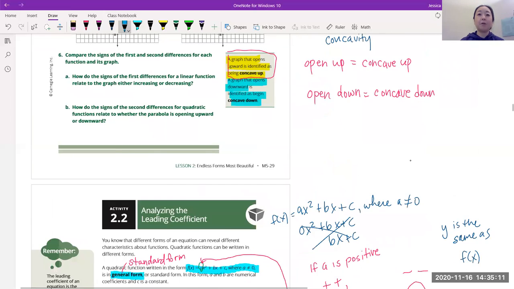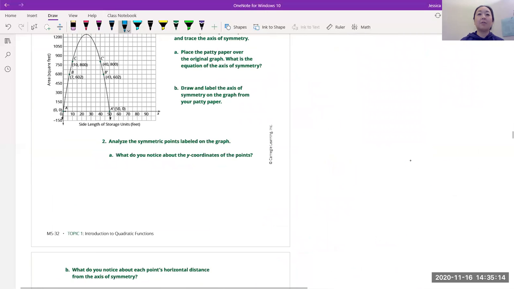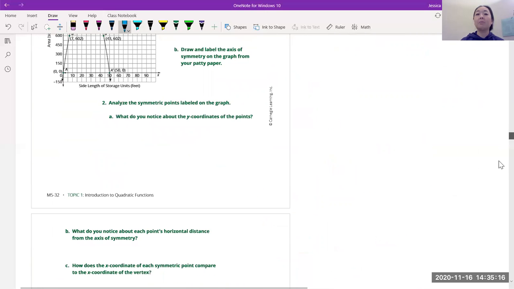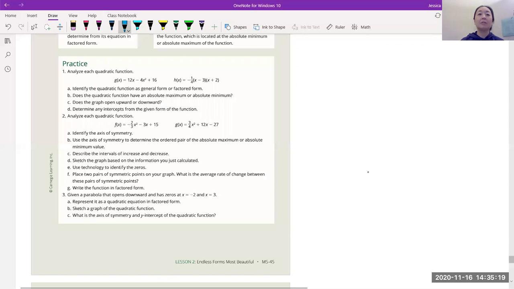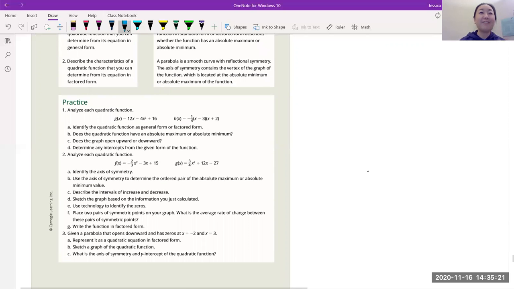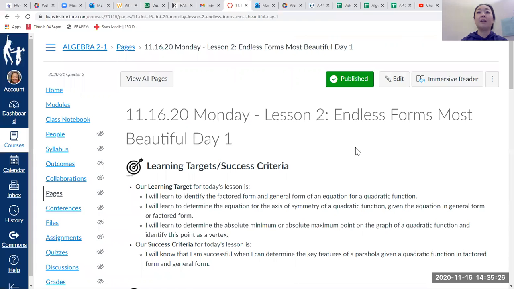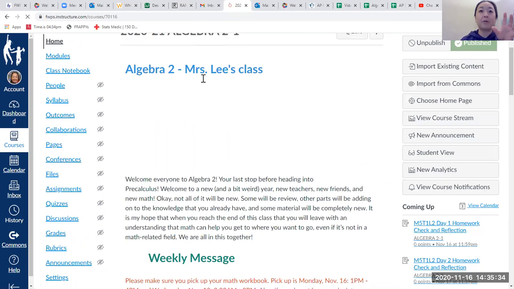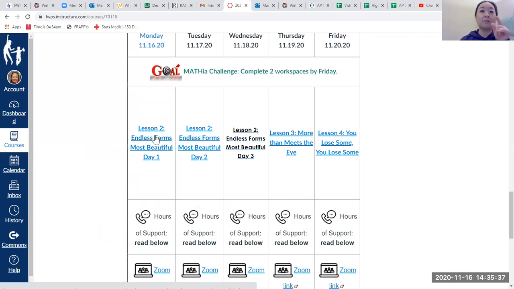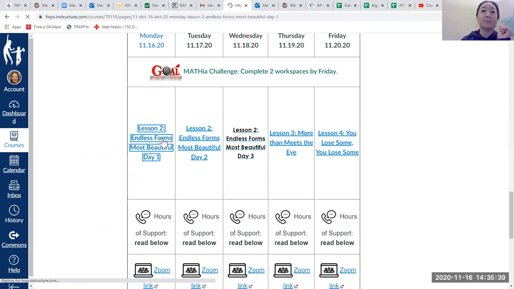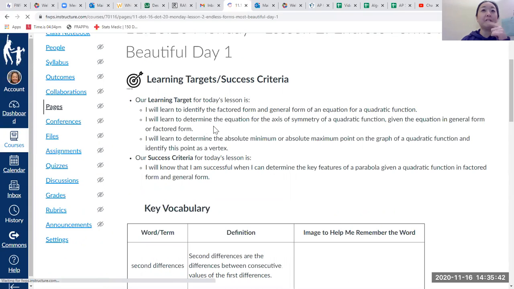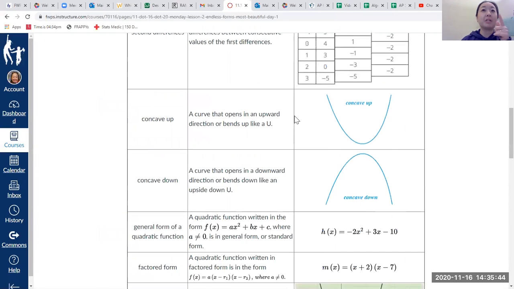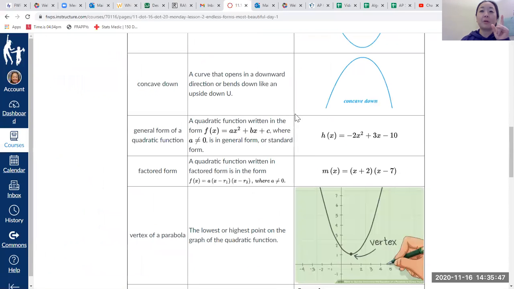All right, and for your homework today, we're going to go over this next time, but for your homework today, we're going to scroll down. If you go to your Canvas page right here, all the way down, go to Monday, endless forms. You'll see learning targets again, and vocabulary words. We did not learn about second differences, but that's okay. We will get to them.